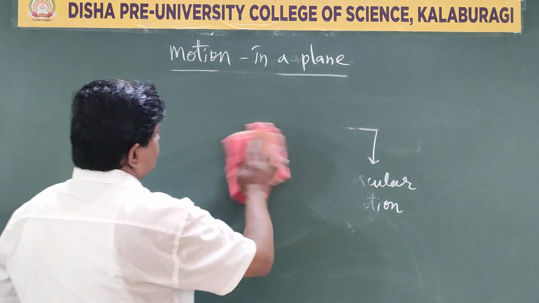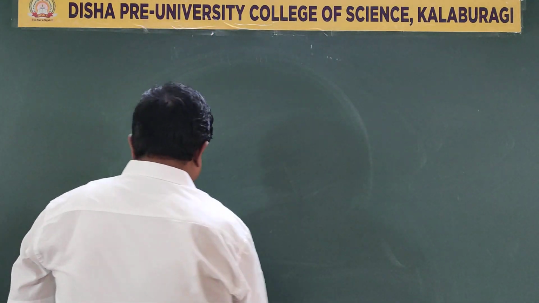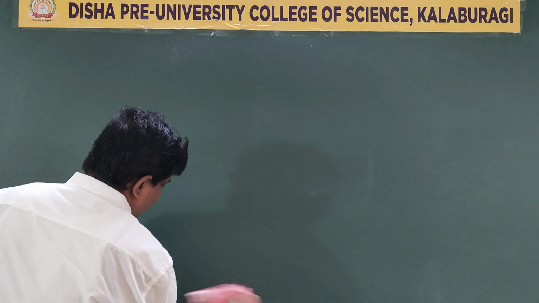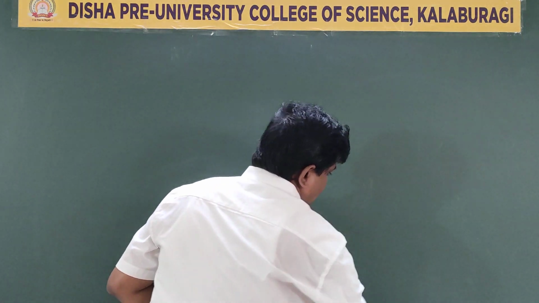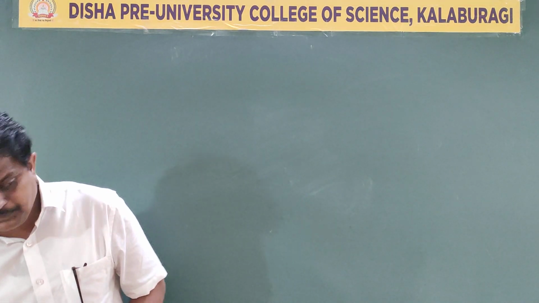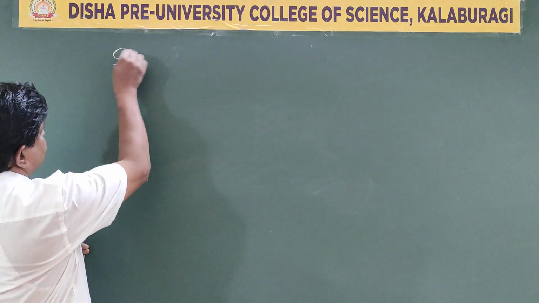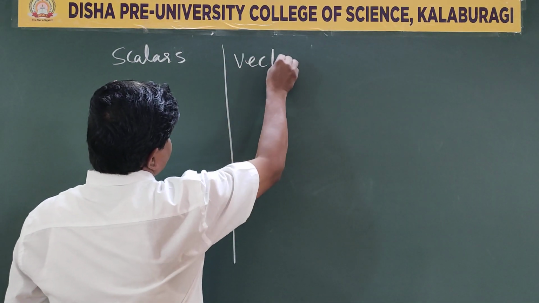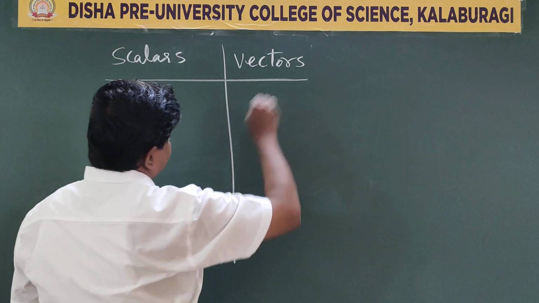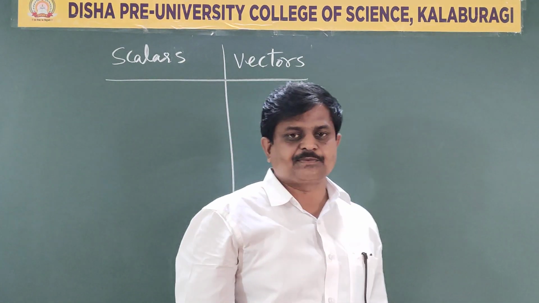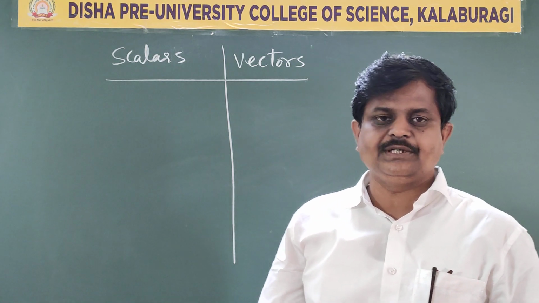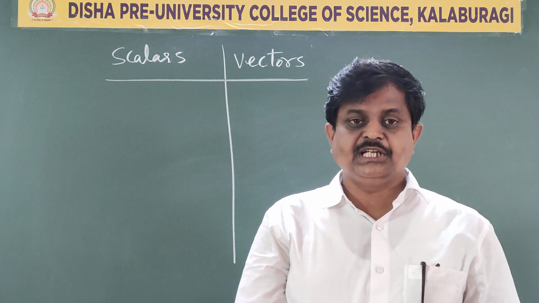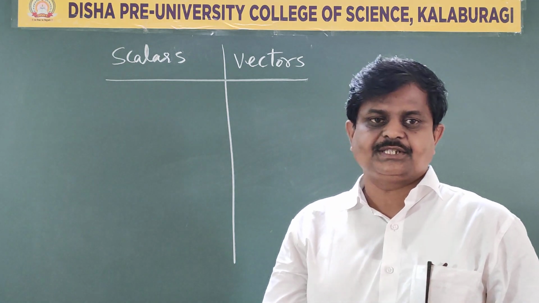Now, let us learn what are scalars and what are vectors. Already you people are aware. Scalars are the quantities having what? Only magnitude. How about vectors, please? The quantities having both the magnitude and direction. Scalars and vectors. Just see. And one more thing, how do you add scalars, please? Using ordinary laws of algebra. But how do you add vectors? Using special laws of what? Vector addition.